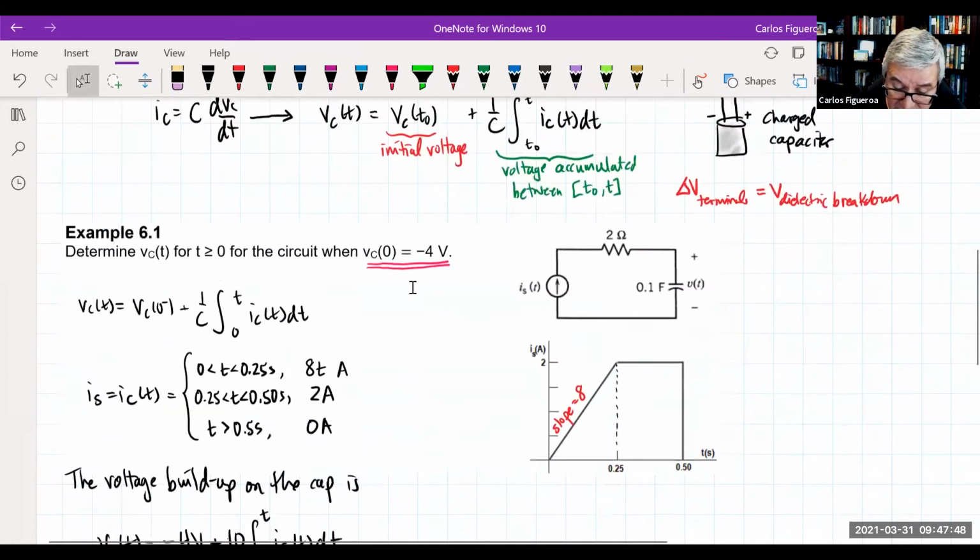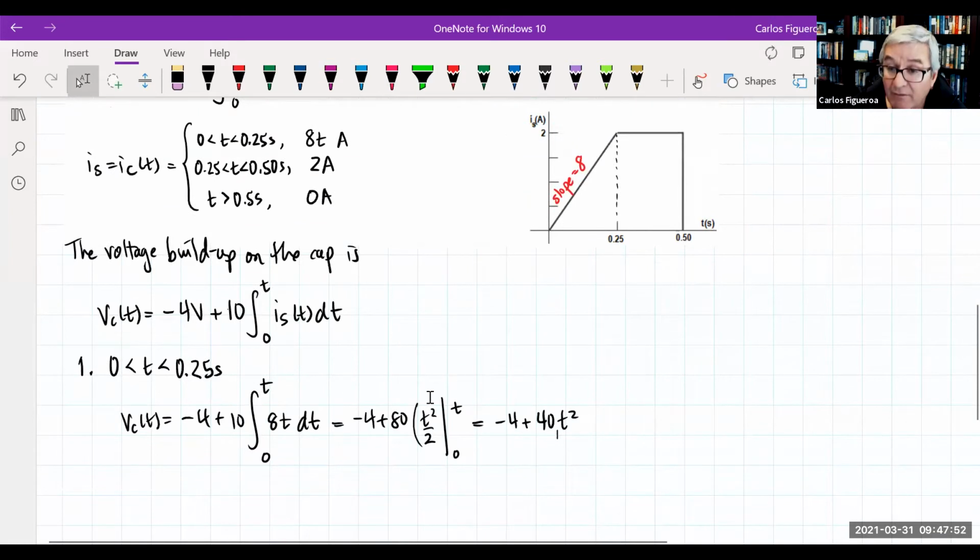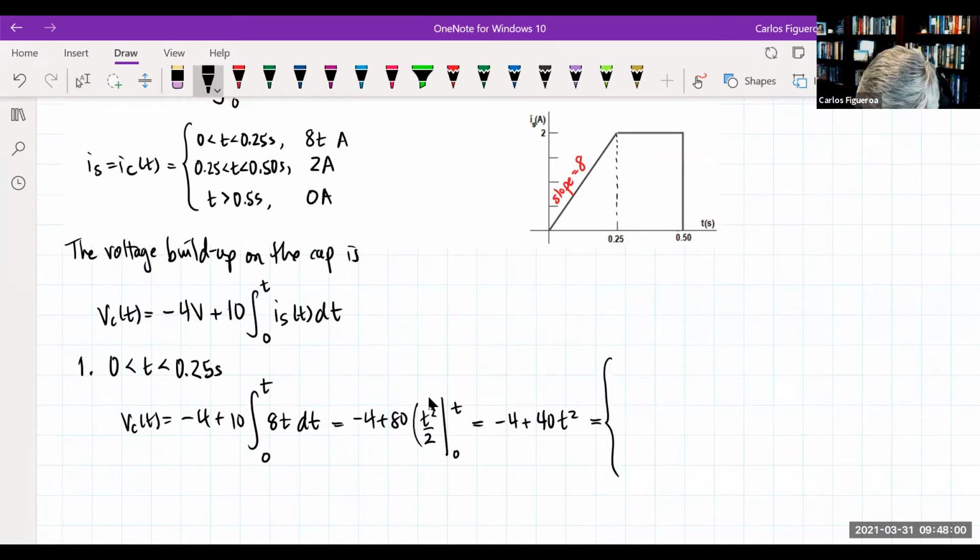So just as you're looking at this thing, I could look at this at a couple of values if I want. Just to give you a sense of what I'm talking about, does this solution make sense? Well, what happens at t equal to 0? If I plug that in, clearly, I'm going to get VC of 0 is going to be -4 volts. Not a surprise.